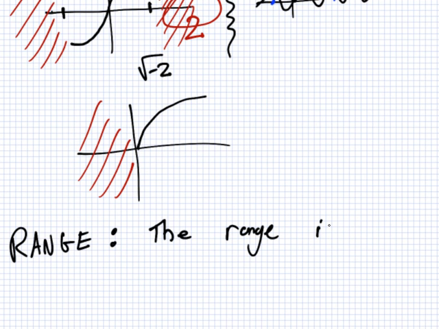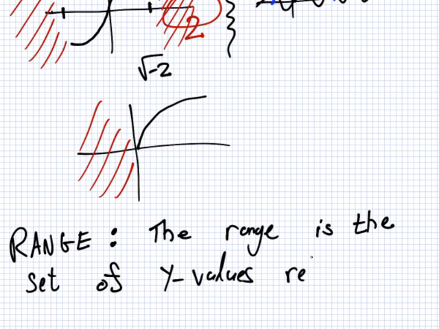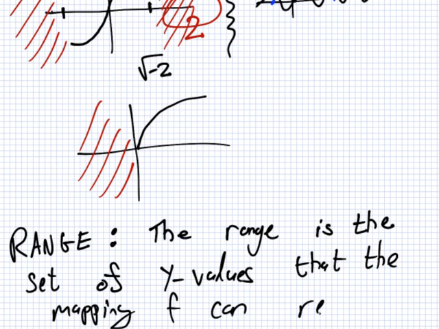The range is the set of values of y that the mapping f can reach. All the y values. Perfect. The range is the set of y values that the mapping f can reach.